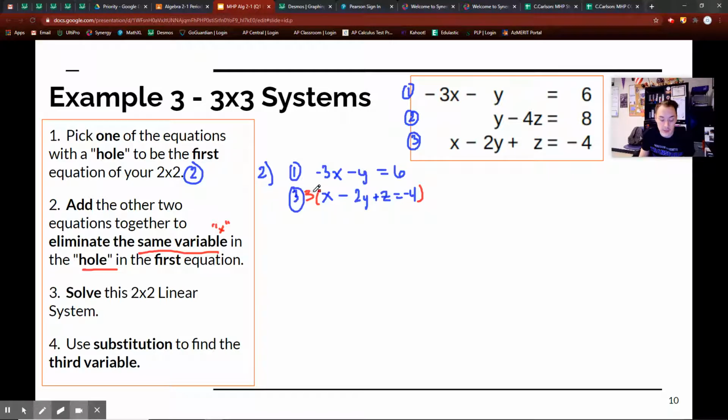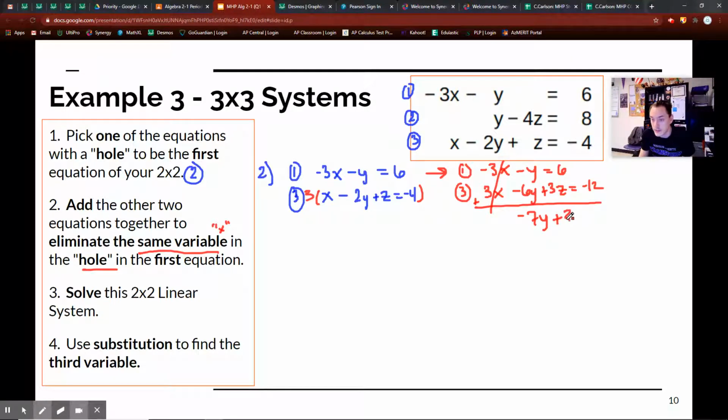So when I multiply this by 3, what do I get now? My first equation stays the same. It doesn't change at all. Look at my nice, neat work, guys. My third equation does change. It's 3x minus 6y and then plus 3z equals negative 12. Now I can actually add these together. X's go poofy. This becomes negative 7y. I don't have a z here, so what does that mean? It doesn't matter. I just plus 3z. I don't have a z to combine it with. It's basically 0z, right? So I just bring it down, and this equals negative 12.